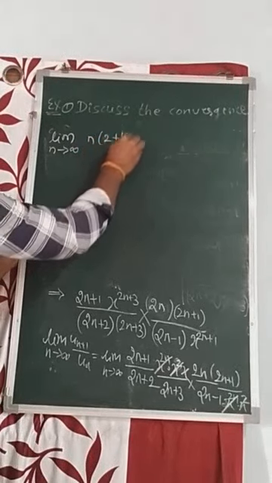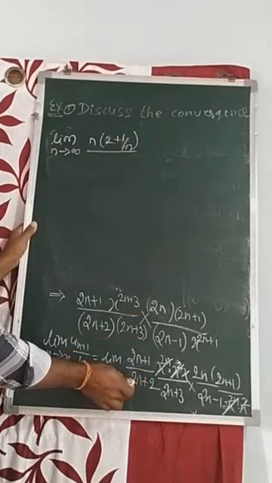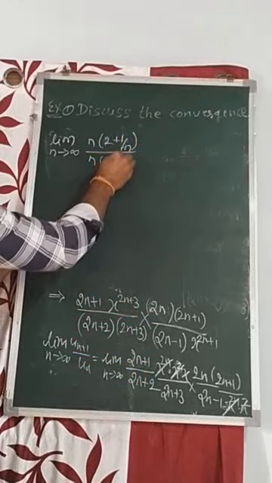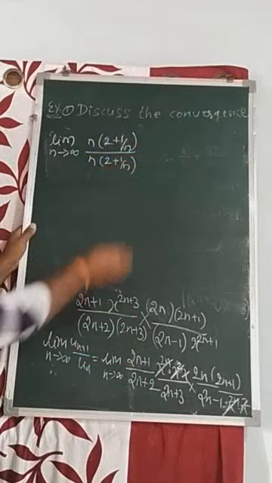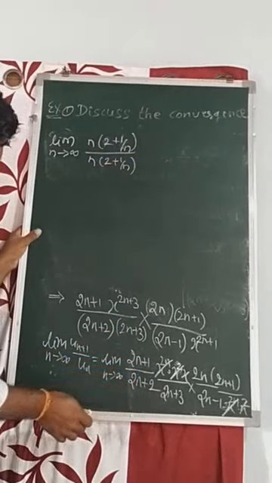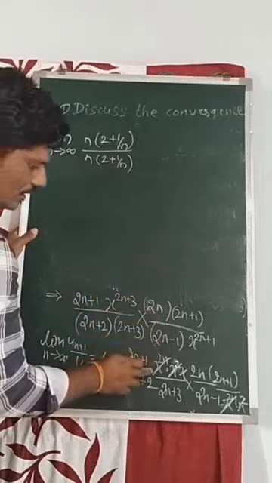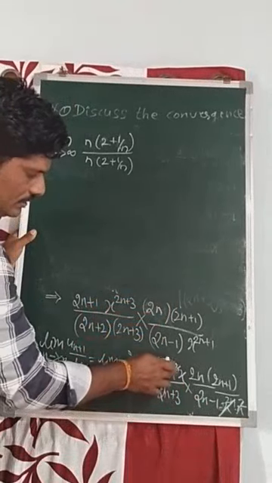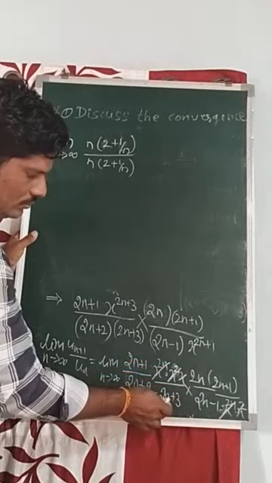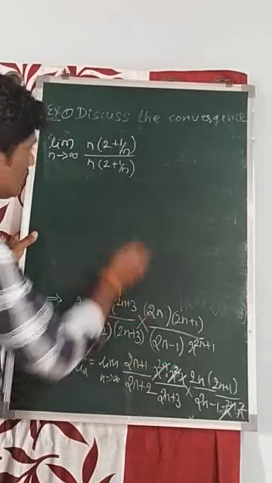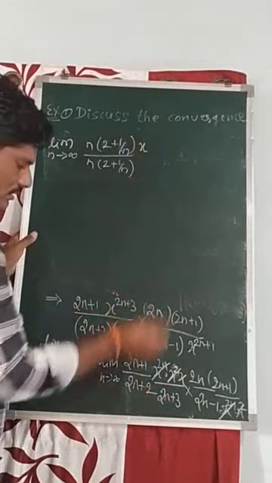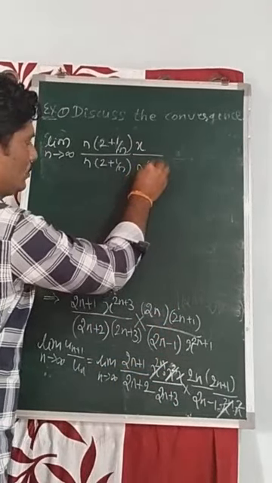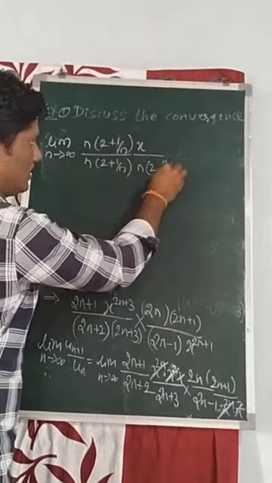1 divided by n, divided by n into 2 plus 1 divided by n. In this term, x raised to 2n, x raised to 2n cancels. Plus 3 is x cube. Here also, one term is x divided by n, taking outside 2 plus 3 divided by n.